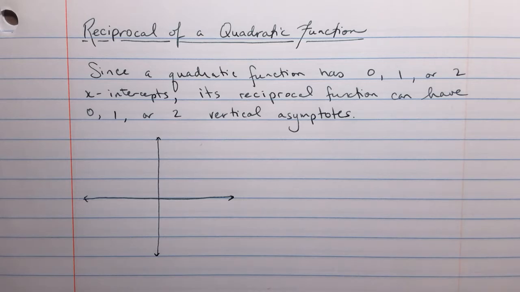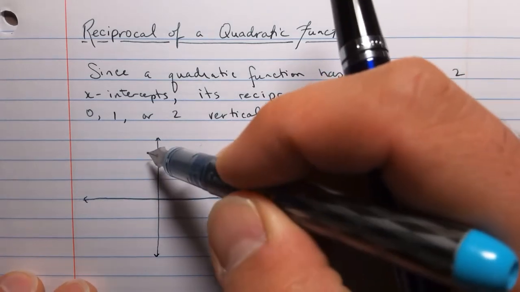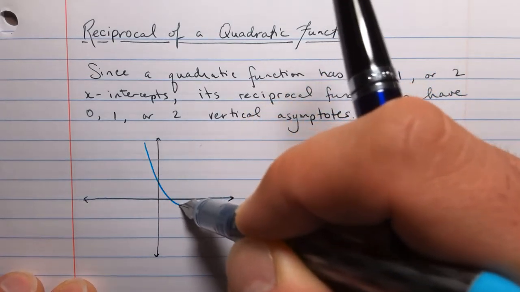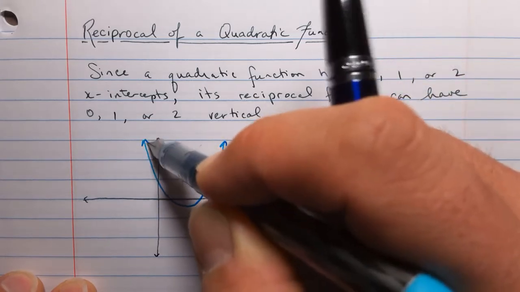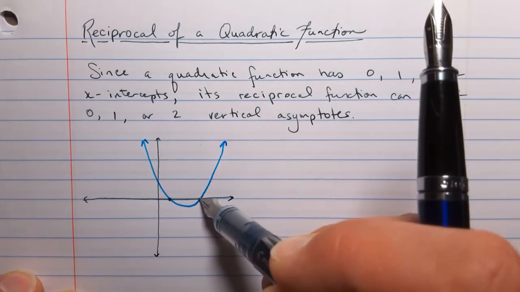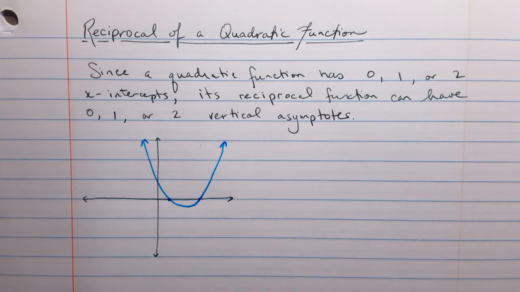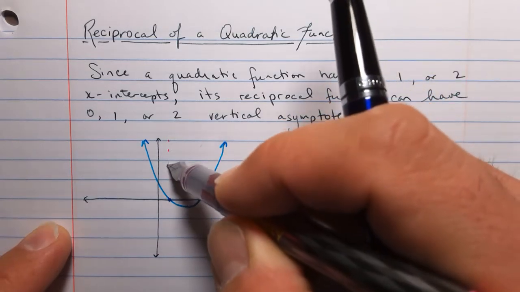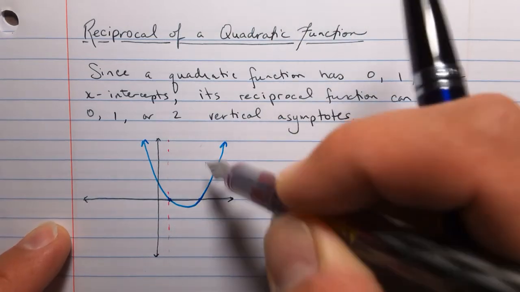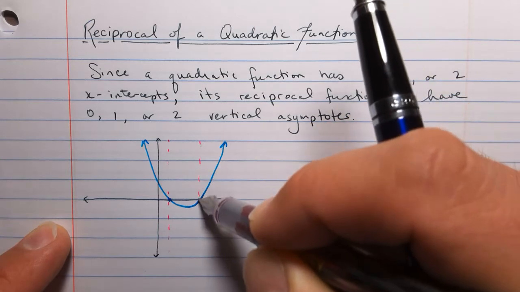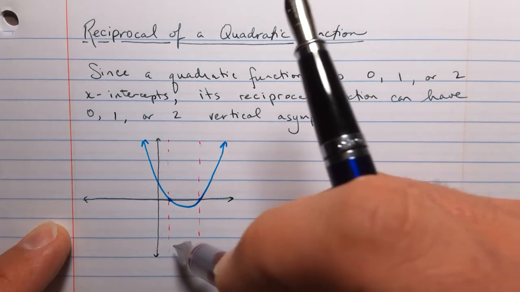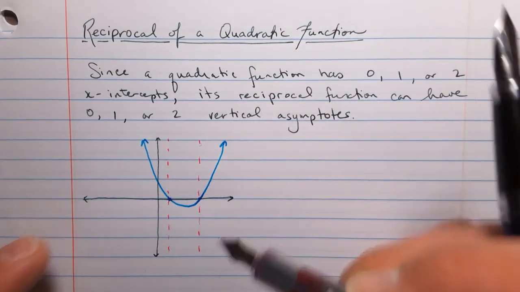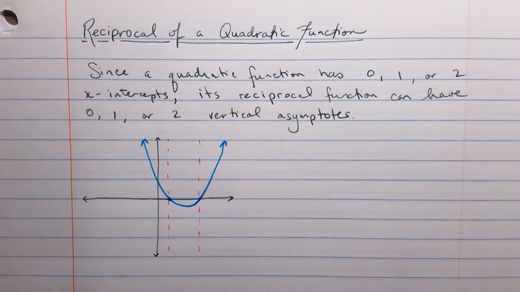So let's say you had a parabola, a quadratic function that looks something like this, crossing in these 2 spots right here. Those are the 2 x-intercepts. Well, those 2 x-intercepts are going to produce vertical asymptotes for the reciprocal function, like that. So the new function will not cross those lines. It is discontinuous at that spot.